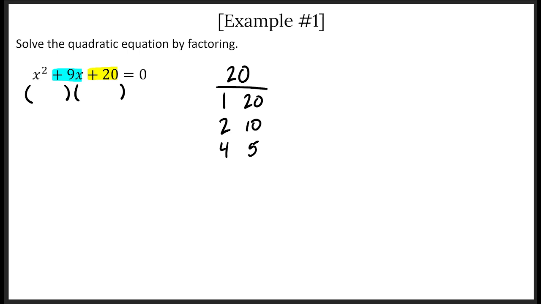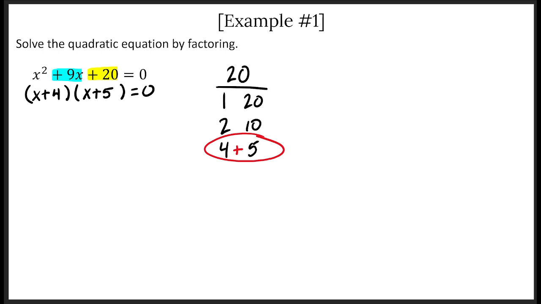In this case, I see 4 plus 5. Those numbers would make a positive 9 if I add those together. Those are going to end up being my factors. So I'm going to unmultiply this expression into x plus 4, x plus 5. Now, all we did was rewrite the expression to be in factored form, so we still have our equation.